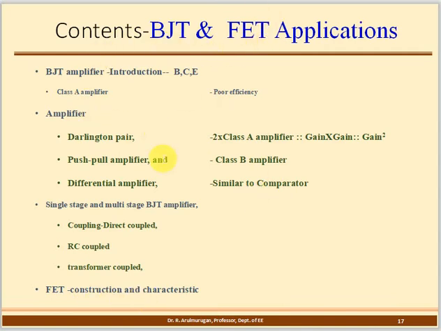What we are going to discuss here is BJT. The first one is the class A amplifier. Class A amplifier has poor efficiency, that's why we go for the other two methods, the Darlington pair and the push pull amplifier, another name for which is class B amplifier. With the Darlington method, the gain values are squared, and the class B amplifier is also the same. Then the differential amplifier, which we have discussed so far, where based on the difference of the input terminals, the output is produced.